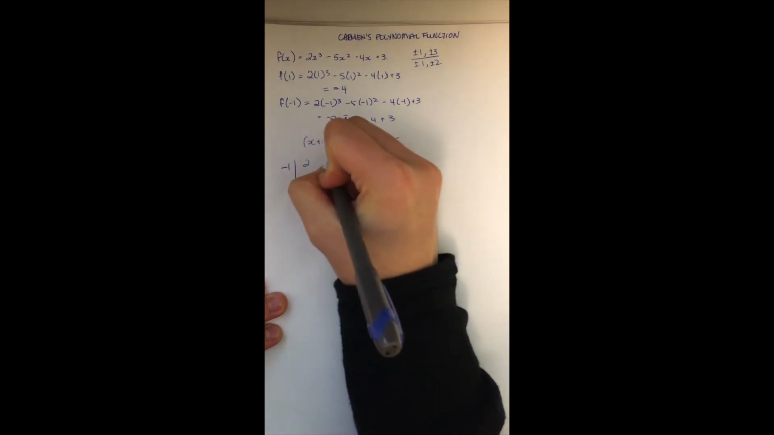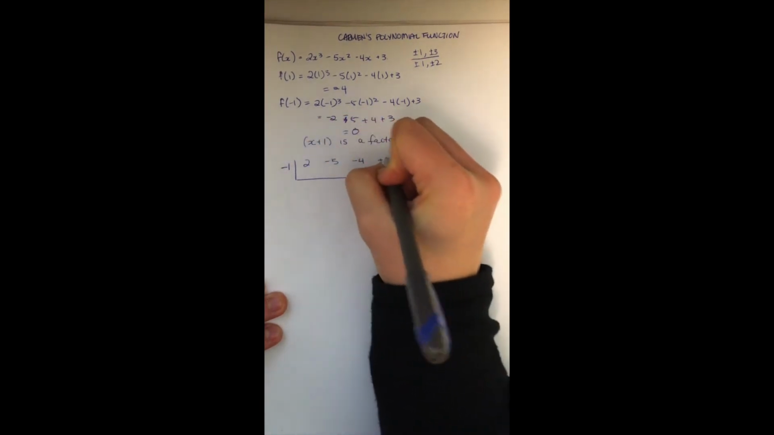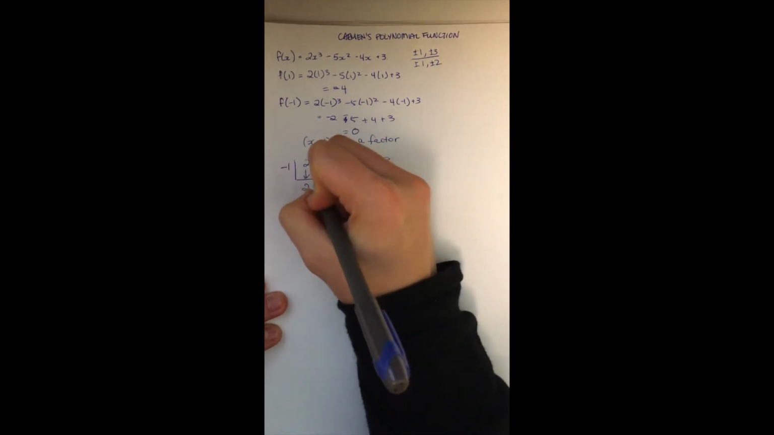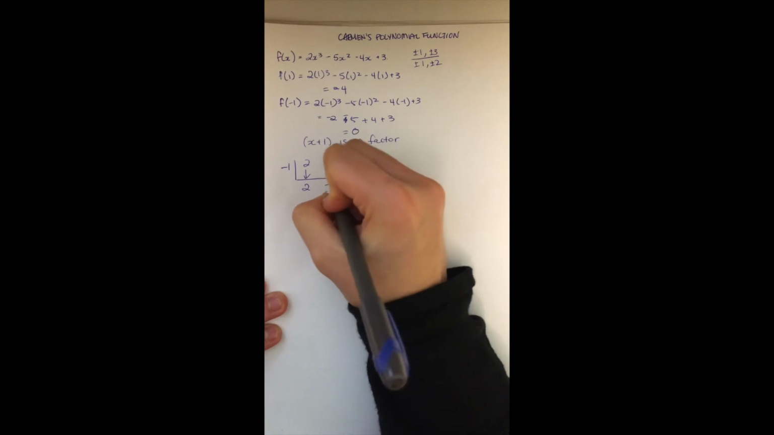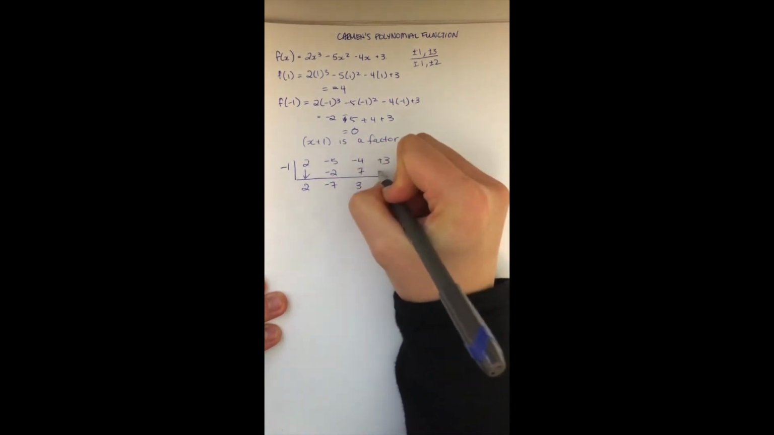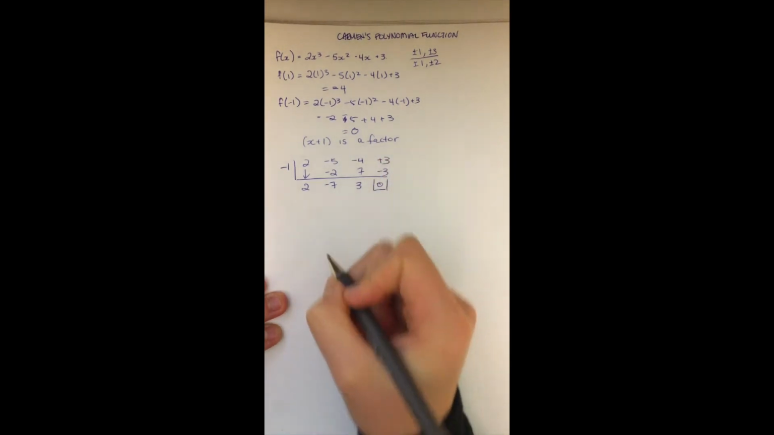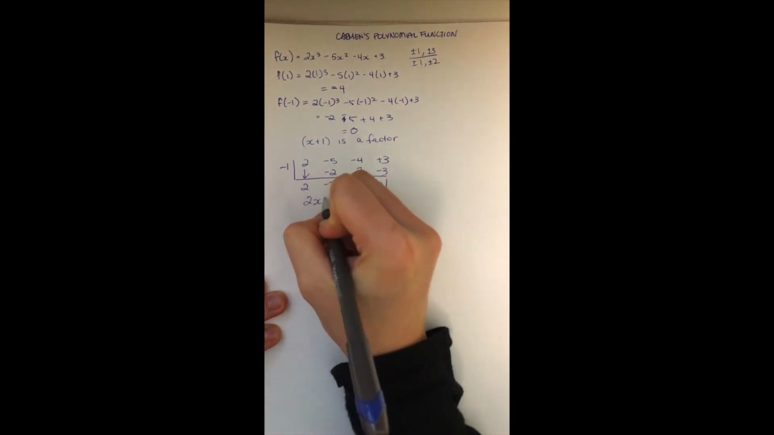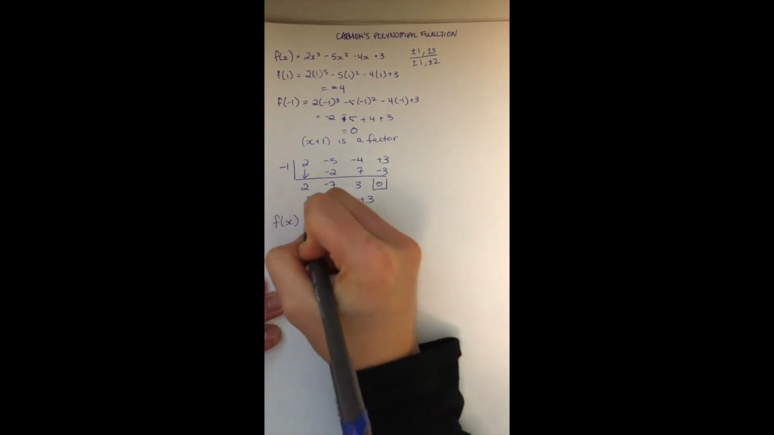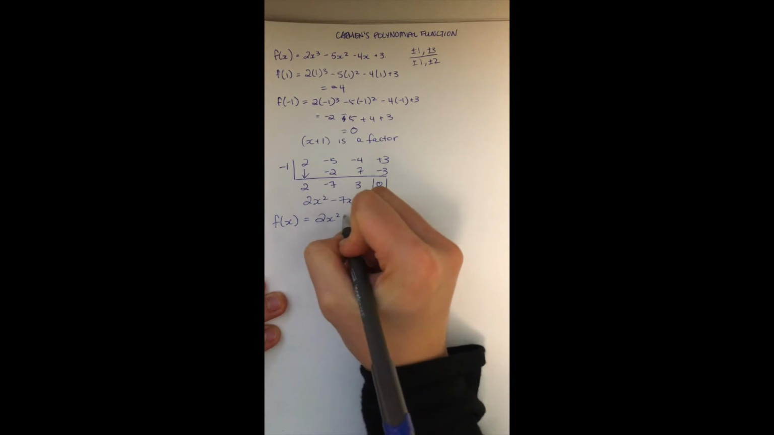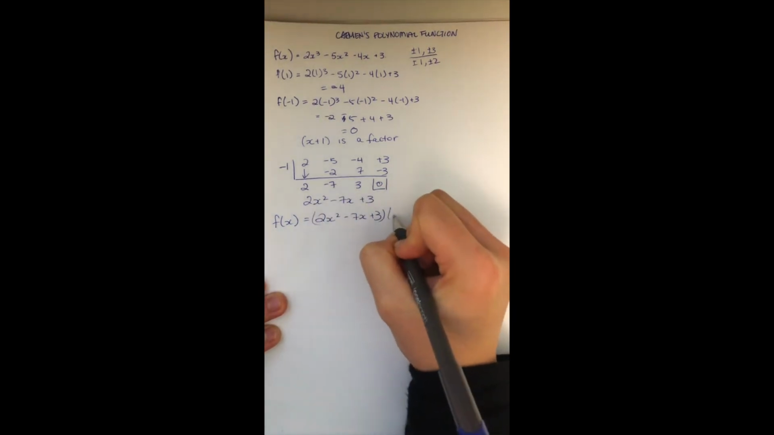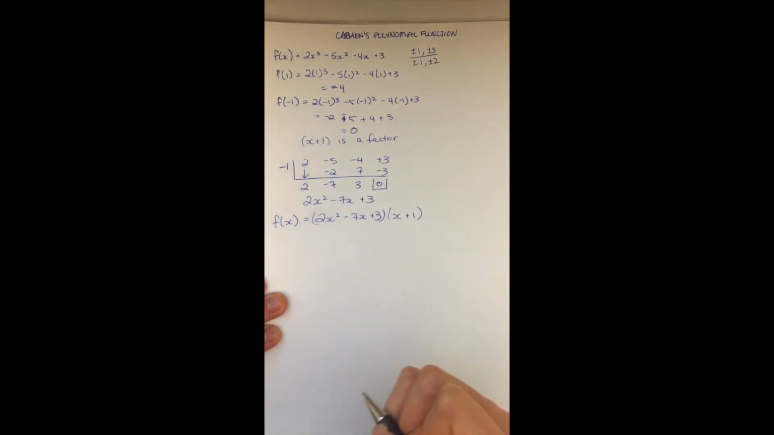Using our original coefficients and using the steps of synthetic division. So bring it down, then multiply -1 and 2. Then adding these two together and multiplying again, adding, multiplying, and therefore we get the factor of 2x squared minus 7x plus 3. So our polynomial is now factored into 2x squared minus 7x plus 3 times x plus 1, as we factored out before.